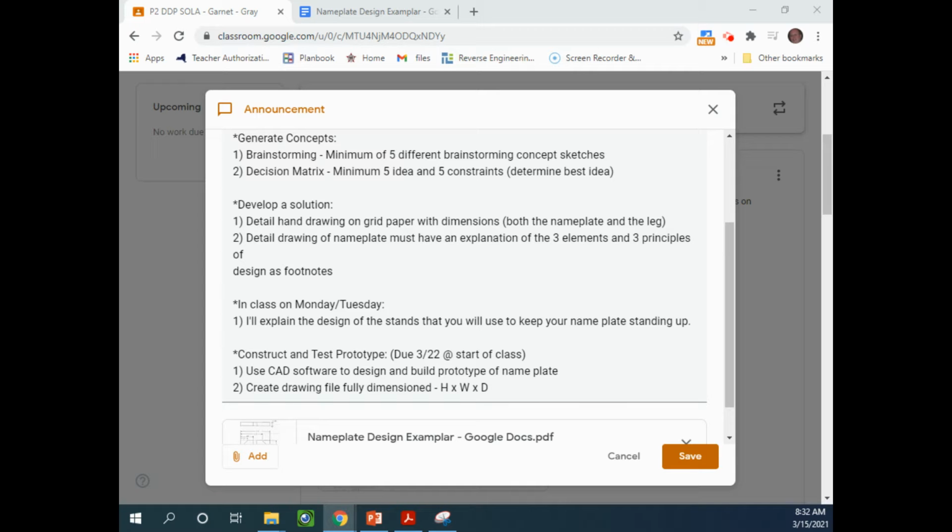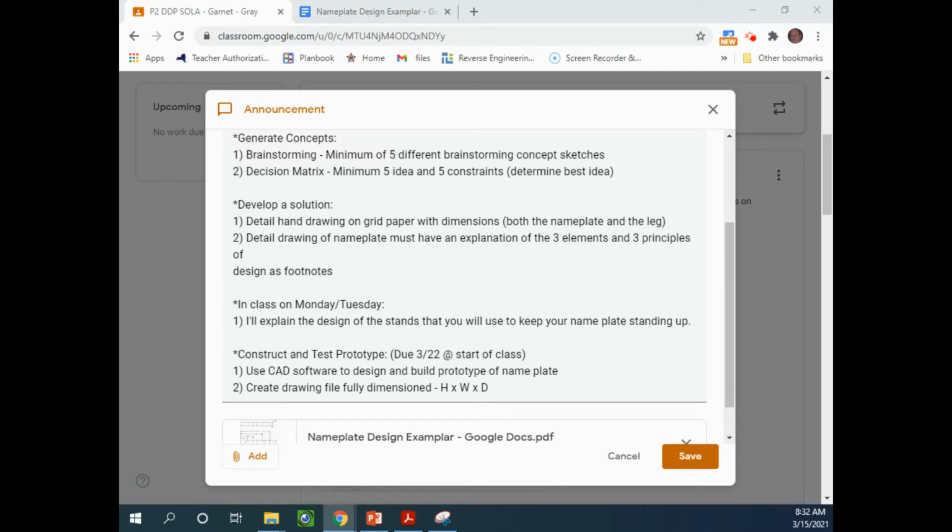Okay, so nameplate project, and here's a list of what should be done for class today, right? Brainstorming, you should have your 5 different brainstorming sketches all set up. So I came around on Thursday and Friday last week and took a look at those and checked them off. And today I'm going to come around and take a look for your decision matrix. That should be done too.